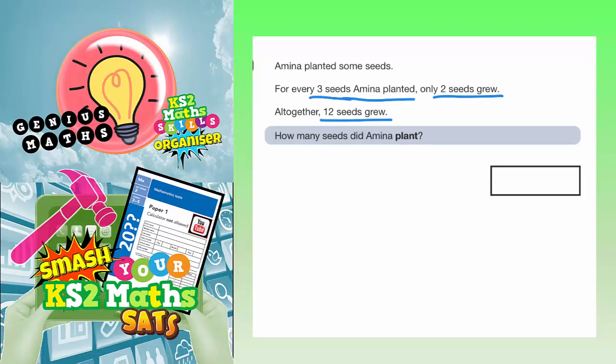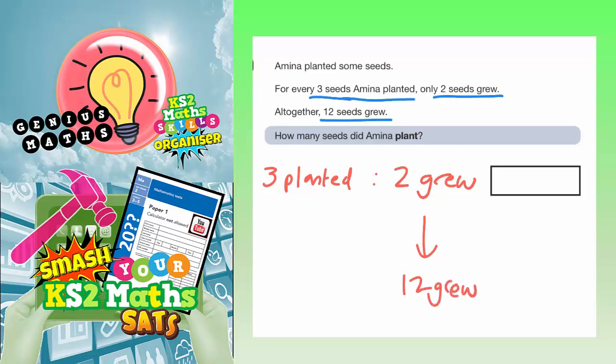Now, there's a couple of ways of illustrating this. So firstly, we could say how many she planted. So 3 were planted, and for every 3 planted, only 2 grew. So we can actually write that as a ratio. For every 3 planted, 2 grew. But 12 seeds grew. So we're going from the 2 growing to 12 growing.